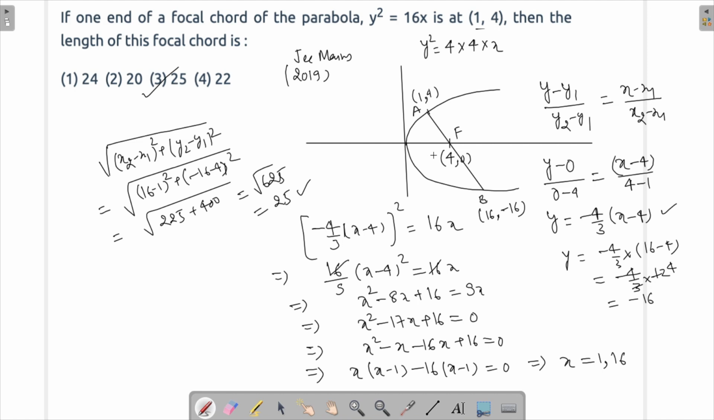We could also use the parametric form and solve it. You might find those solutions online. You can check that out. But in general, we could use this approach also. Every time you want to find the length of a chord or something, just substitute the line's equation into the curve's equation, and then find the 2 points and then find the length of the focal chord. All right.